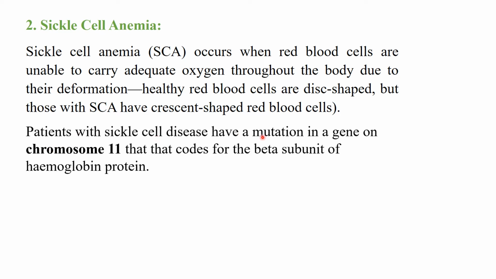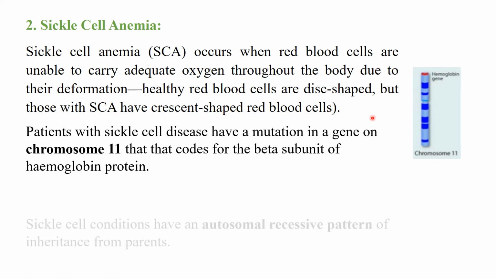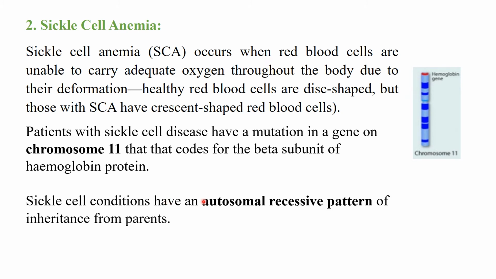Patients with sickle cell disease have a mutation in the gene on chromosome 11 that codes for the beta subunits of hemoglobin protein. It is an autosomal recessive disorder. Chromosome number 11 पे जो beta subunit of hemoglobin protein को कोड कर रहा है जीन, उसके नंबर 6 पोजीशन पे एक पॉइंट म्यूटेशन होगी. उस पॉइंट म्यूटेशन की वजह से RBCs का स्ट्रक्चर चेंज हो जाएगा. Chromosome number 11 is the hemoglobin gene. Sickle cell condition has an autosomal recessive pattern of inheritance from parents.